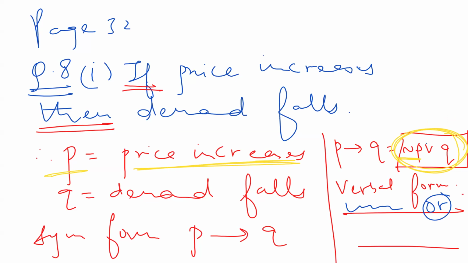And why am I writing or? Because there is or over here. Q, guys, what is Q? Q is demand falls. So price does not increase or demand falls. So again, I repeat that hint will not be given in the problem.